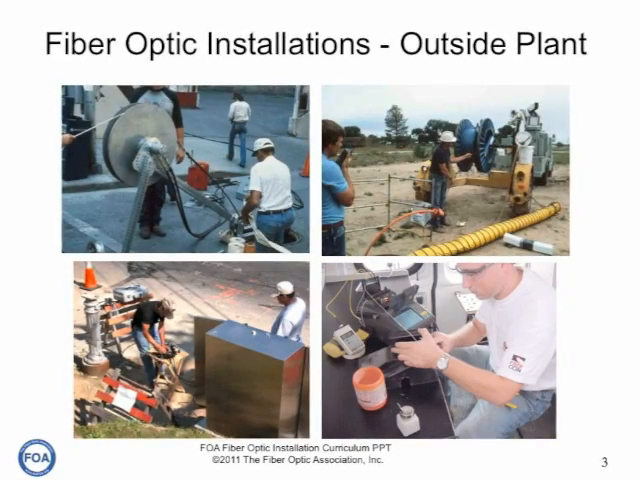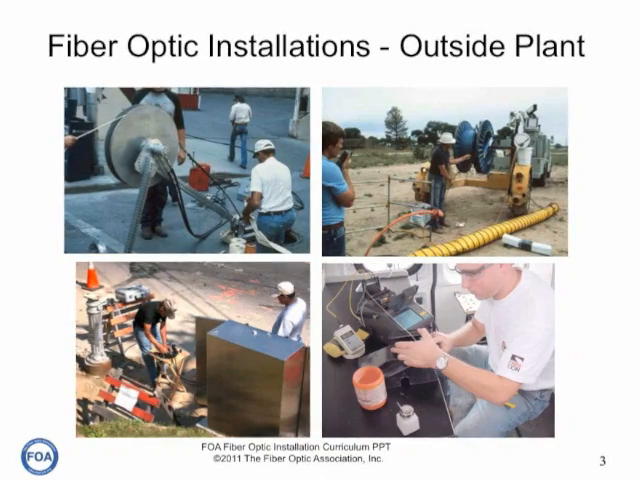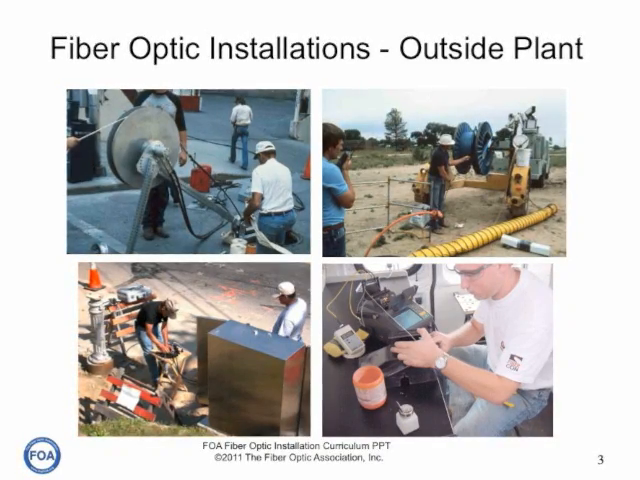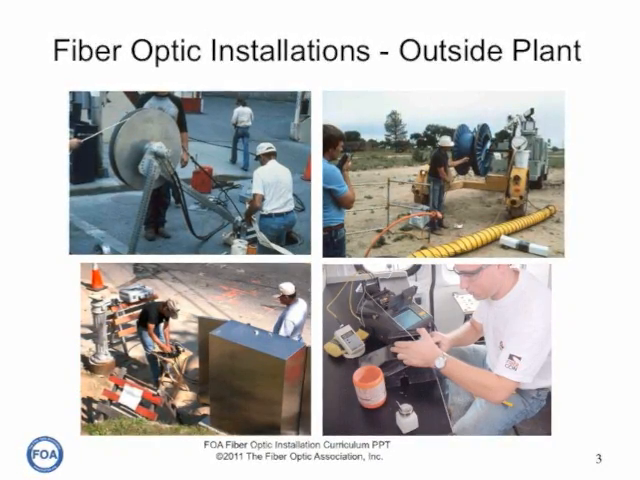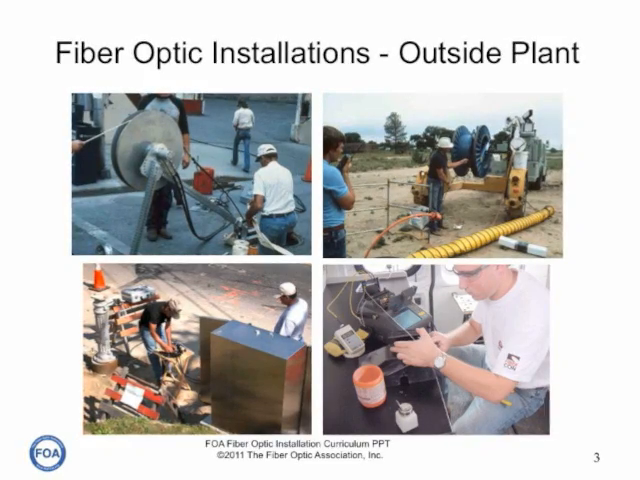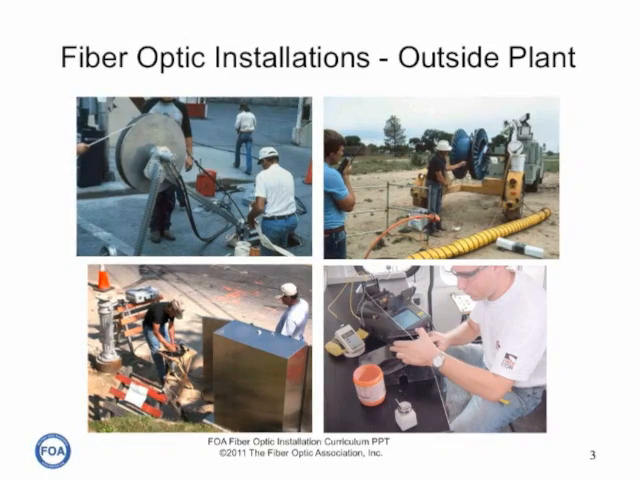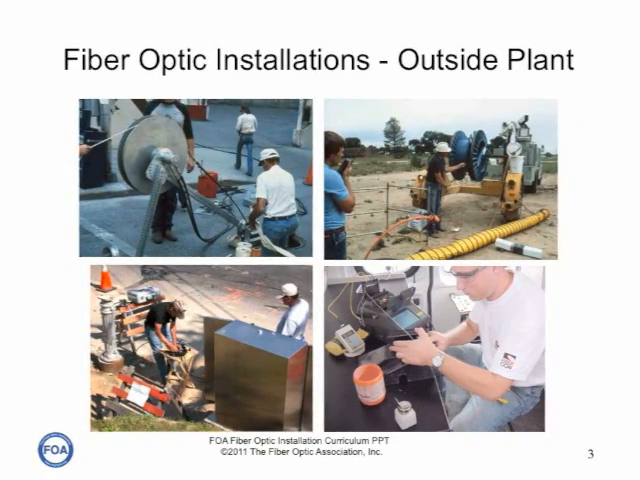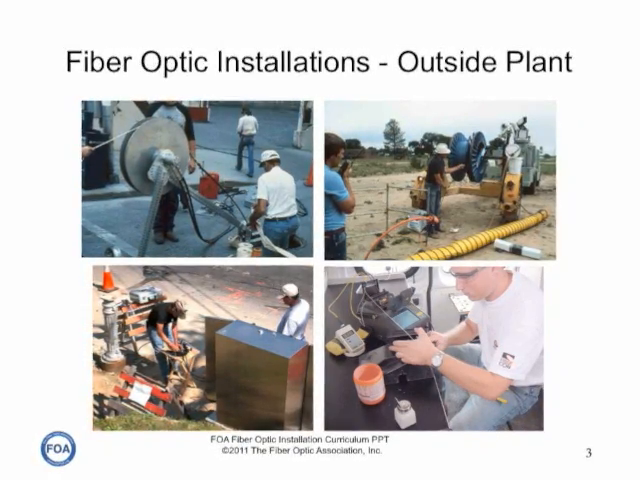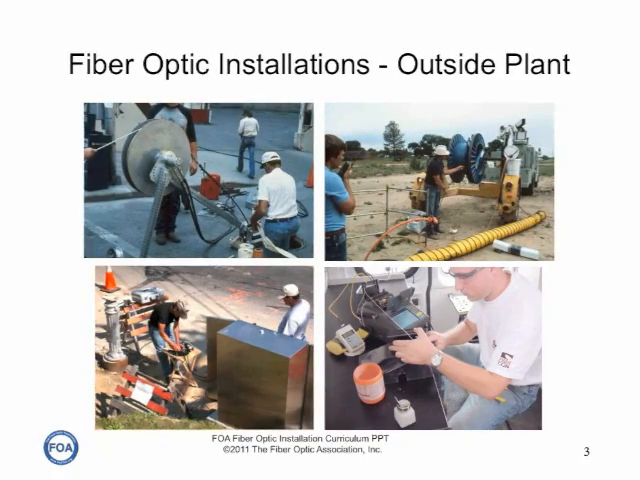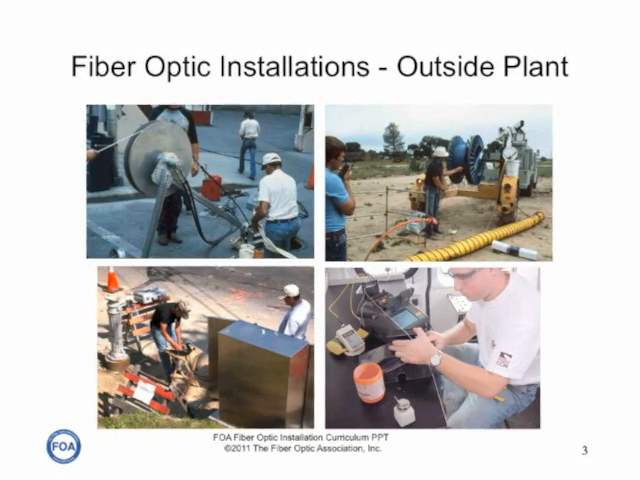Outside plant includes many kinds of applications, such as telecommunications and cable TV. It involves long-distance networks and the internet. It involves municipal networks and traffic systems. And most of these use the same types of installation techniques, while their applications may be quite different.